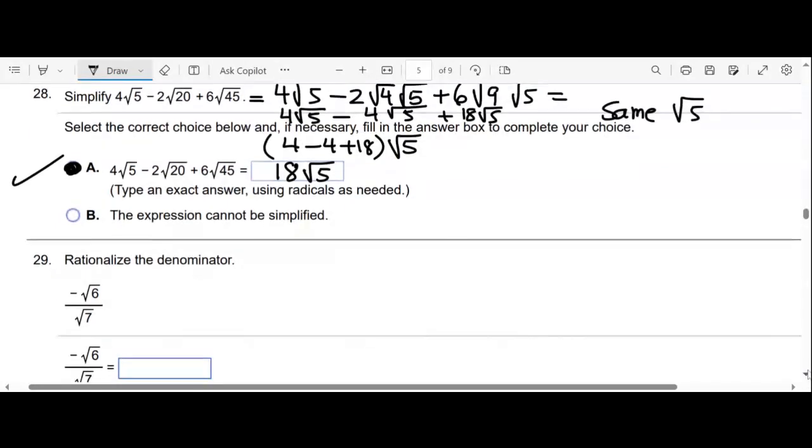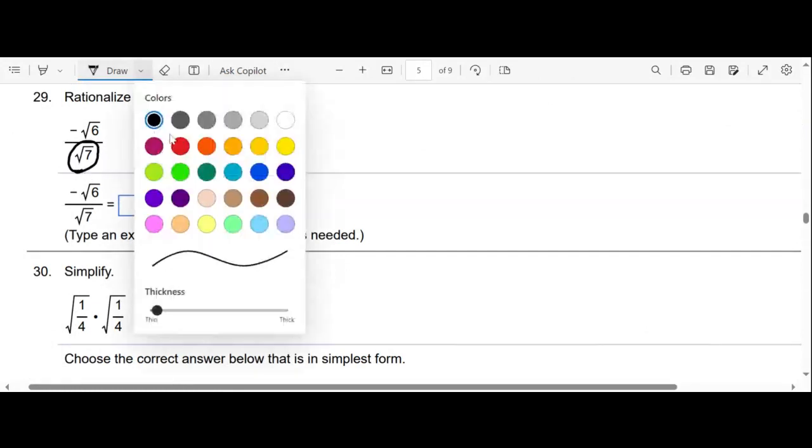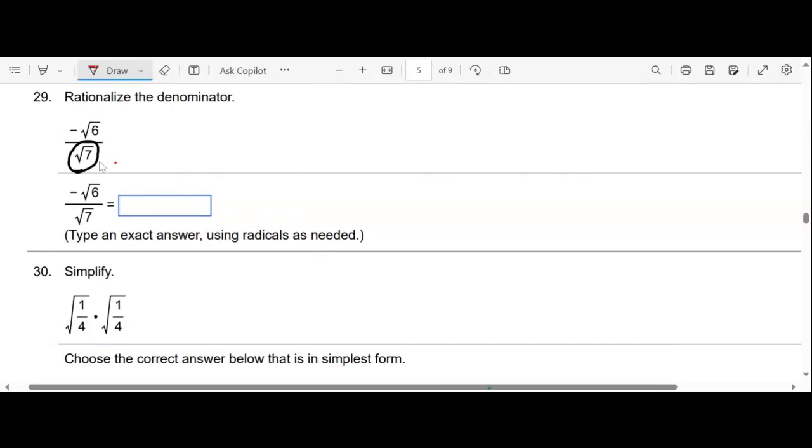Next one. We go for rationalizing a denominator. If I want to rationalize, I want to get rid of the square root of 7. What should I do? Multiply times what? If I want to get rid of square root of 7, multiply times what?